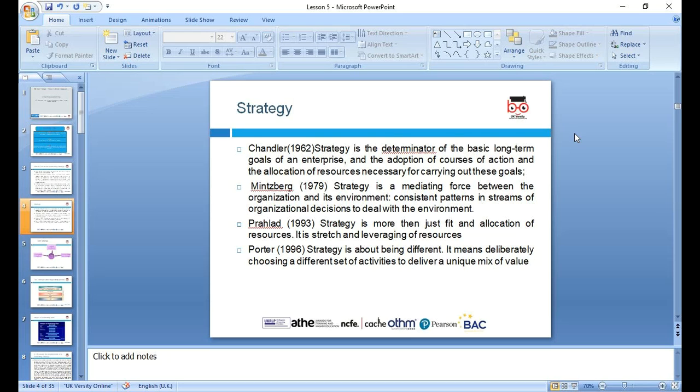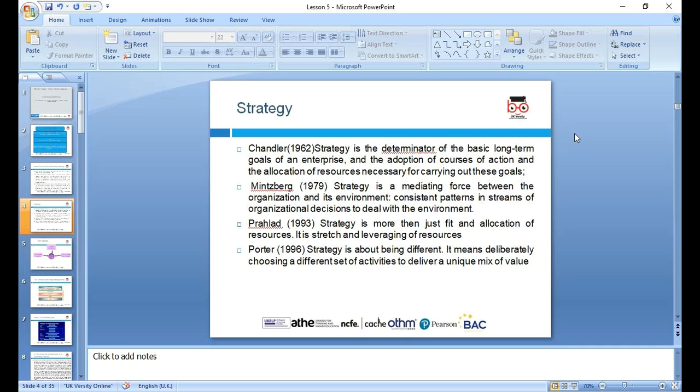Then strategy is more than just fit and allocation of resources. According to Michael Porter, one of the great scholars, strategy is about being different. So your strategy can be different from your competitor. You make a little difference that can create a competitive advantage for you as an organization.